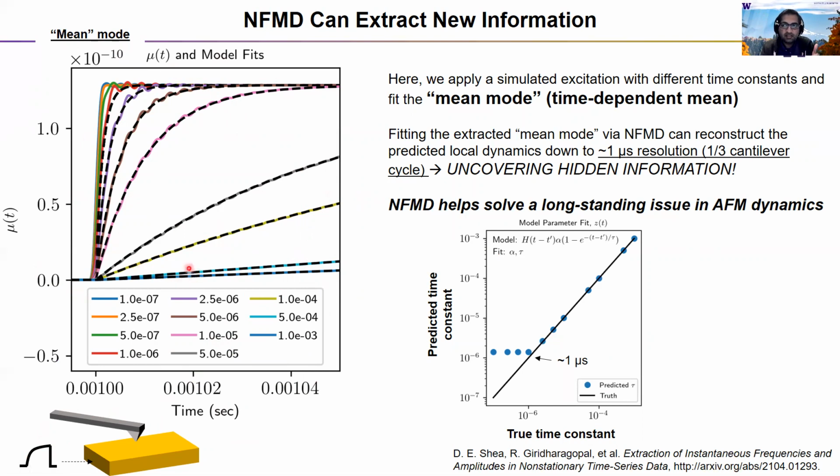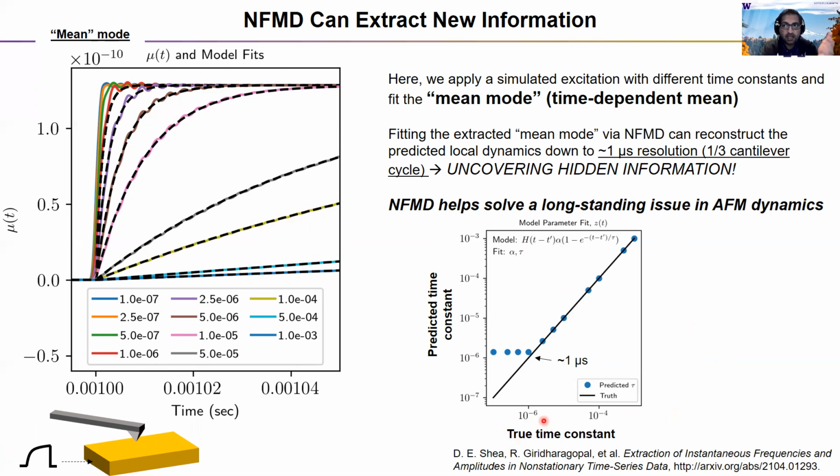And what this shows is that the time-dependent mean of the signal actually tracks this excitation response pretty nicely. The black is the ground truth. The colored curves correspond to the time-dependent mean. And you can see this tracks really nicely up until around the red curve, which corresponds to 1 microsecond. And that's well defined in this graph at the right.